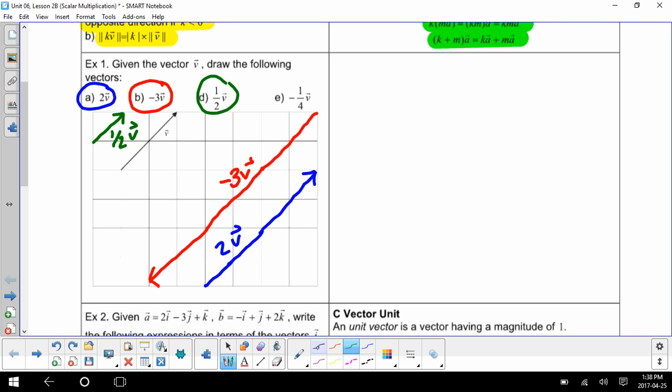And finally, the last example there, we're going to do negative 1/4 v. So it's going to be a quarter of the length of v, and it's going to go in the opposite direction. Something like that. Negative 1/4 vector v.